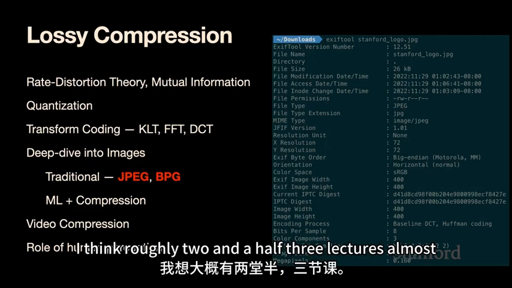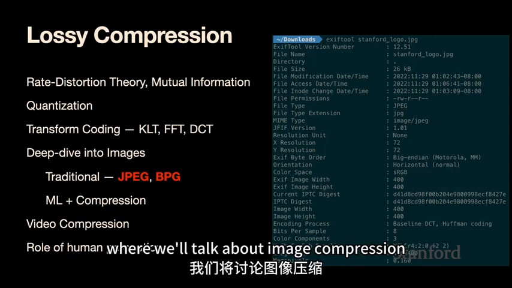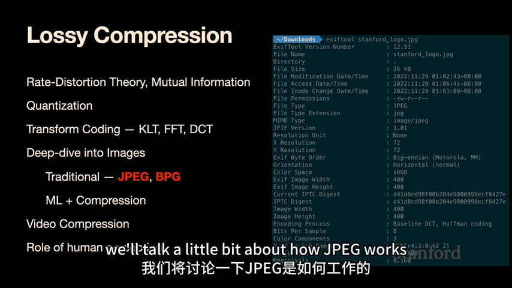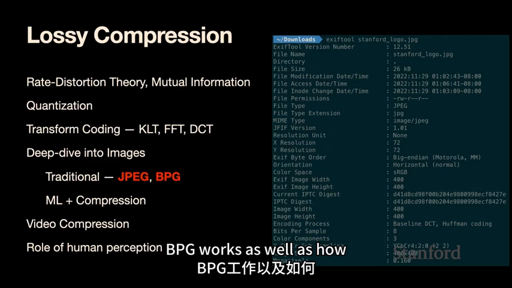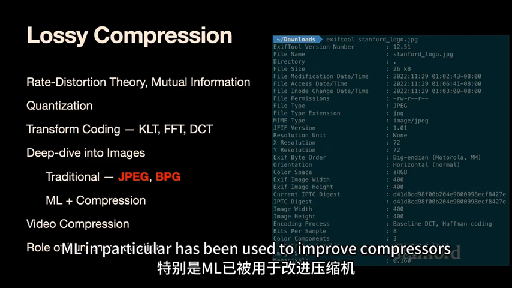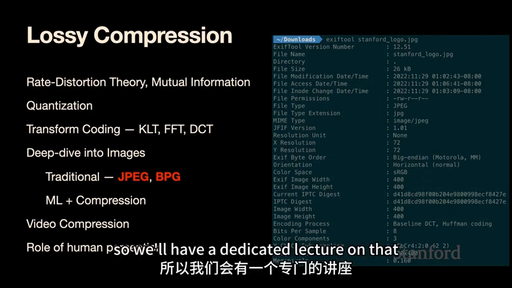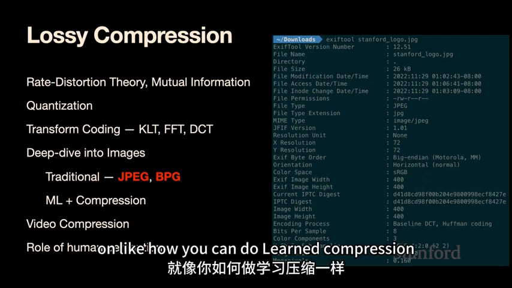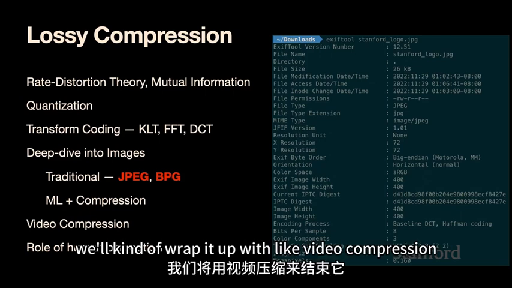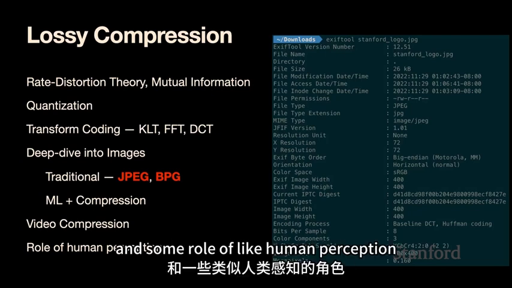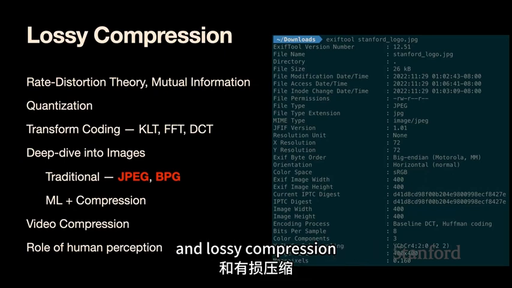And then we'll have basically a very deep dive into images, roughly 2.5, 3 lectures almost, where we'll talk about image compression, because a lot of these principles tie together there. In particular, we'll talk a little bit about how JPEG works, how BPG works, as well as how ML in particular has been used to improve compressors. So like the new age compressors, people have been trying to incorporate all these new ML findings. So we'll have a dedicated lecture on how you can do learned compression. And finally, we'll wrap it up with video compression, because, as I've been highlighting, video is a really big part of your streaming pipeline, and there's some role of human perception and lossy compression.